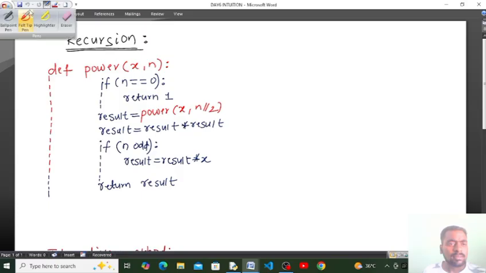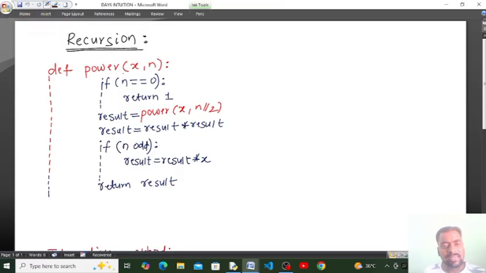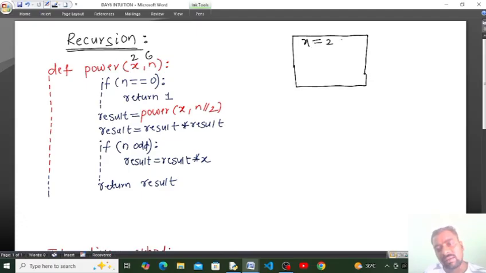Yes. So now, for explaining the code, let me take one example. For example, I want to calculate 2 power of 6 value. So see how it is happening. 2 power of 6 you want, right? So what is the x value for this block? It is 2. And what is my power here? 6.